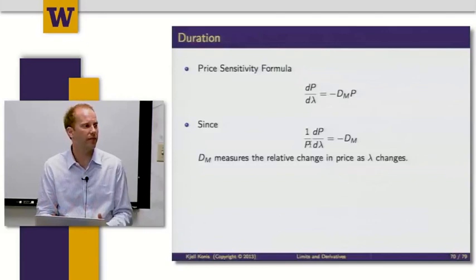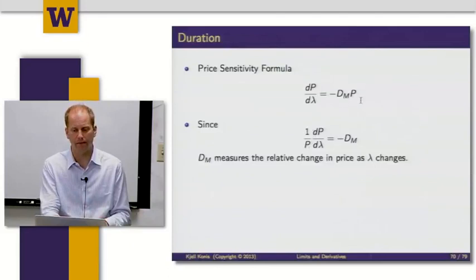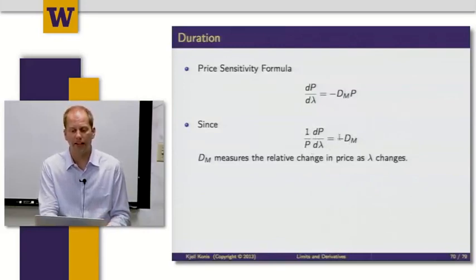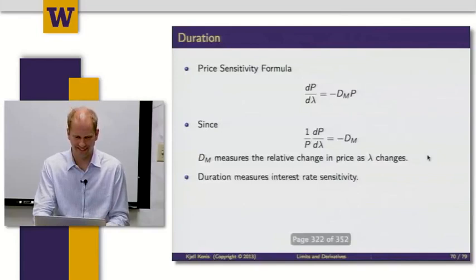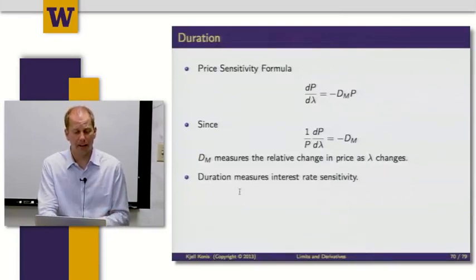So it doesn't matter what the price was. You know, if it went from 100 down to 80, or if it went from 1,000 down to 800, this thing on the left is going to be the same. And so that's going to be our interpretation for the modified duration. So it's going to give us some measure of the relative change in price as the yield to maturity is changing. And kind of in summary, duration then, which is something measured in years, is a measure of interest rate sensitivity.